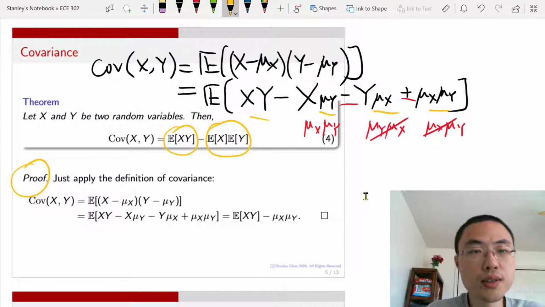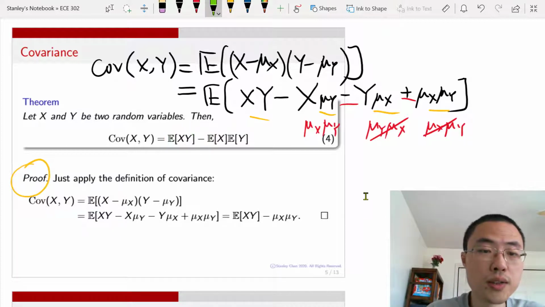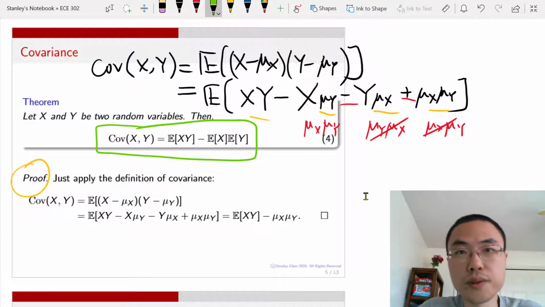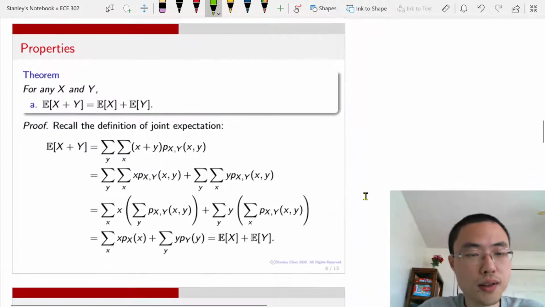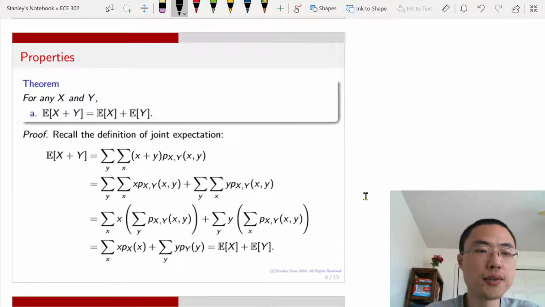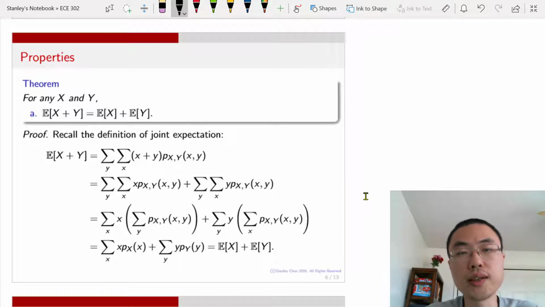Okay, so you can see that this is actually very, very useful. You can write the covariance using the joint expectation and also the individual expectations. There are some good properties which we can use to calculate numbers. The first property says that for any random variable x and any random variable y, regardless whether they are correlated or not, regardless whether they are independent or not, you can always write the expectation of x plus y as expectation of x plus the expectation of y.